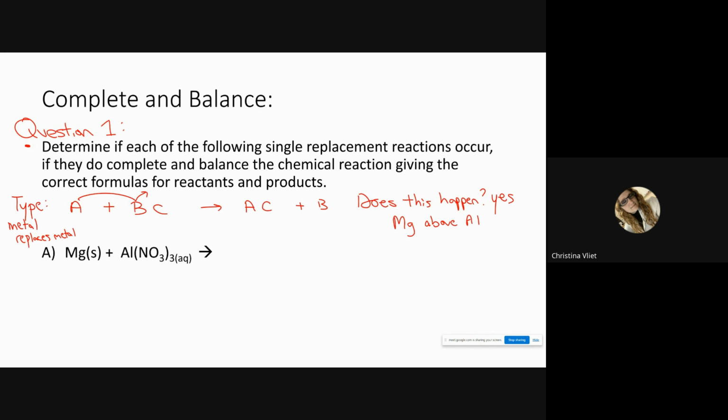Well, what are we going to be putting together? So step one, complete and balance. What is AC? What are we putting together? AC is magnesium and nitrate. So step one was to get the element and get its charge. What is the charge of magnesium? If we're in a compound, we have to get the ionic charges. What is the charge of magnesium? +2.